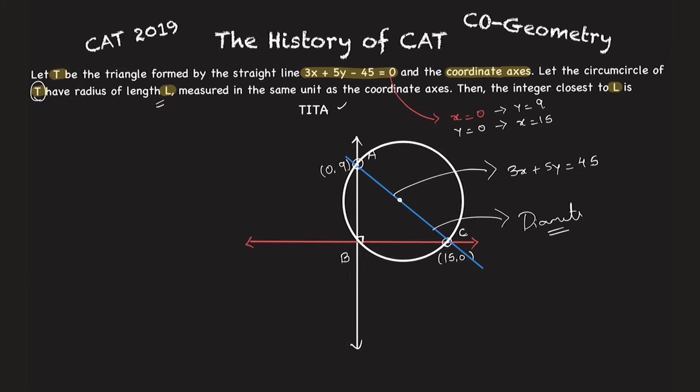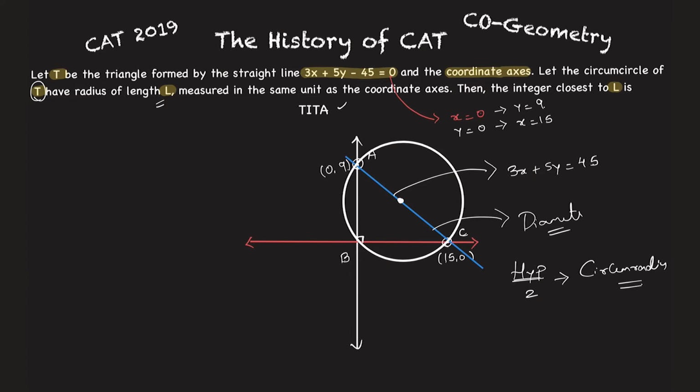If you draw a circumcircle for a right angle triangle, the diameter will always be the hypotenuse. The hypotenuse of a right angle triangle will be the diameter of the circle, which means half of the hypotenuse, your hypotenuse divided by 2, will be your circumradius, right? This is the property that we have studied. So half of the hypotenuse will be your circumradius, and now you can find it out, right?